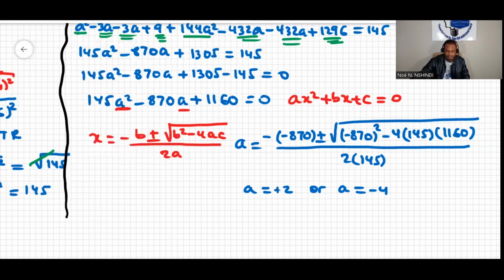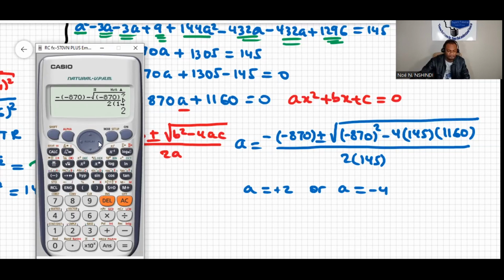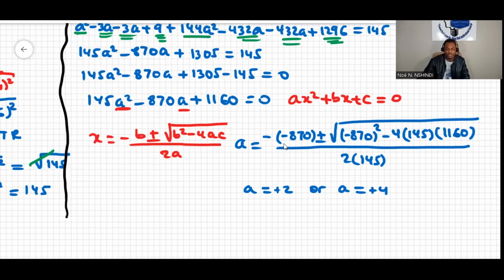And then over here, positive there, and then hit equal, we have positive 4 also. So a is equal to 2, or a is equal to positive 4.